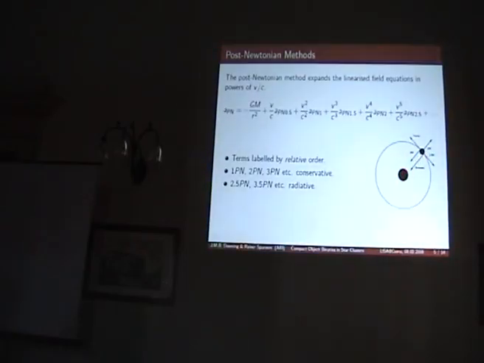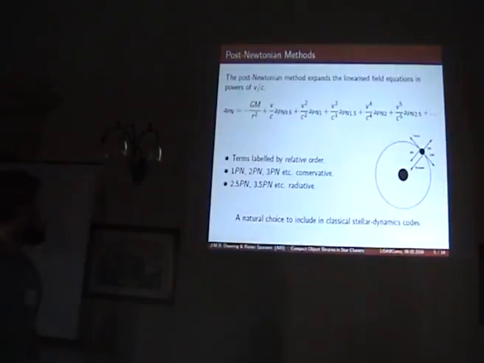So the 1PN sort of opposes the Newtonian, the 2PN is in the same direction, and the 2.5PN pulls away from your velocity, and so that's where you start losing energy. Now this is only in the circular case. It gets much more complicated with an eccentric binary, but it's something to keep in mind.